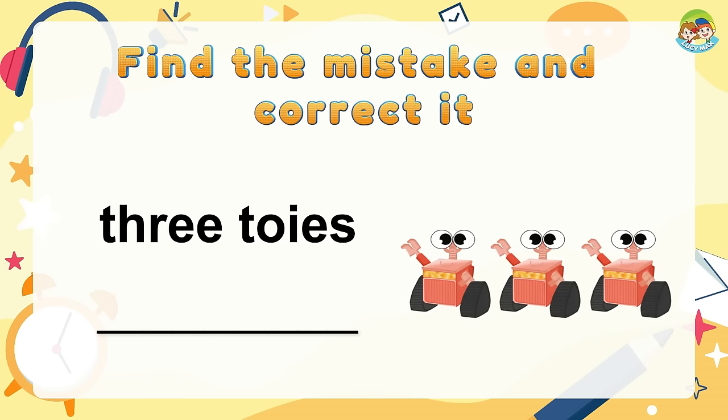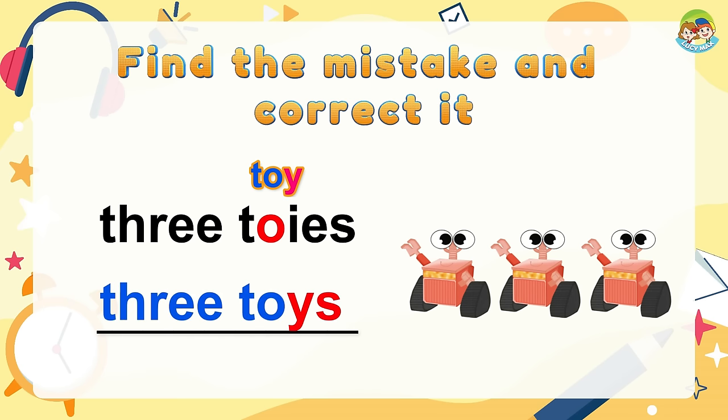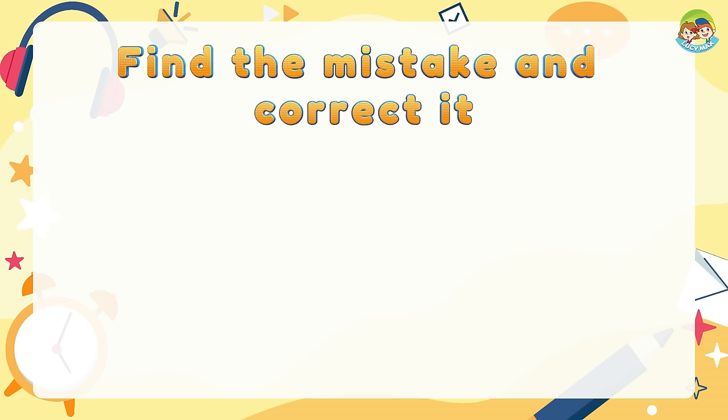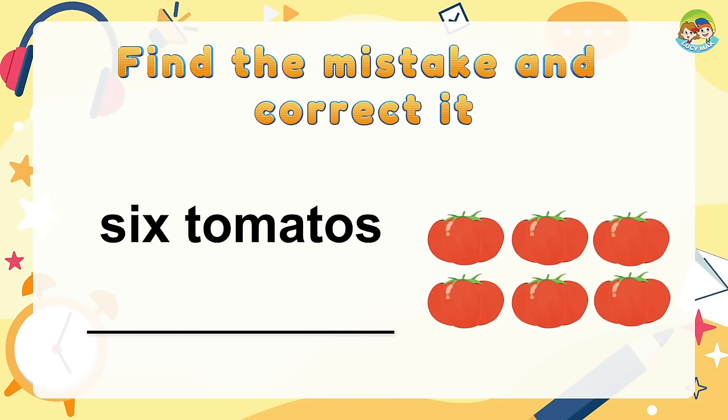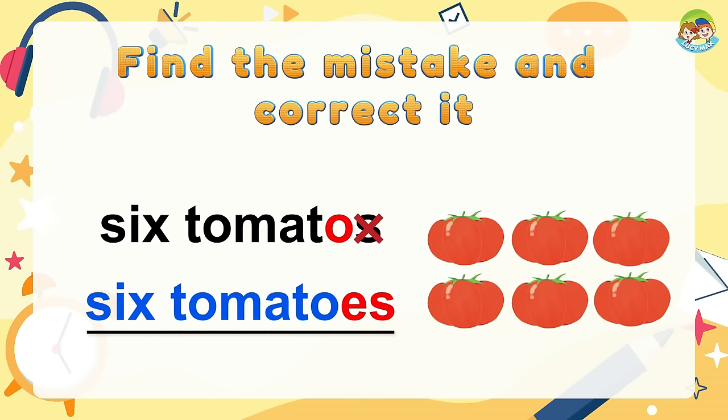Three toys. Toy ends with Y. O is a vowel, so we only add S. Three toys. T-O-Y-S. Six tomatoes. Tomato ends with O. So we add E-S. Six tomatoes.